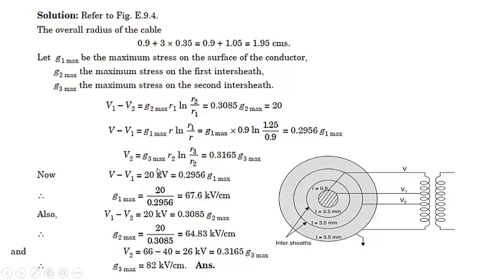So putting the value of G3 over here, V2, that is G3 will be equal to 26 divided by 0.3165, it comes out to be 82 kilovolt per centimeter. This is how you can calculate the G3 max, or sometimes you may be given the value of this maximum stress and you are asked to find out the different voltages. You can use the same formula to calculate that.